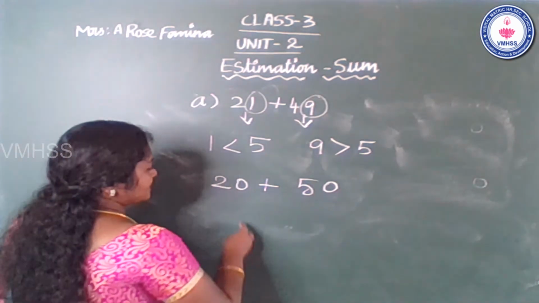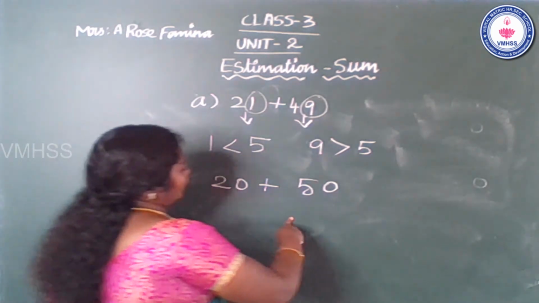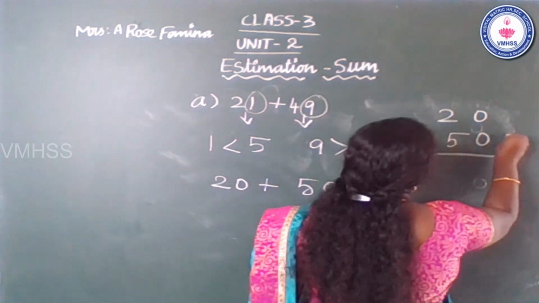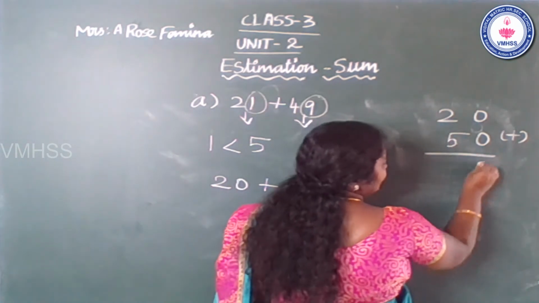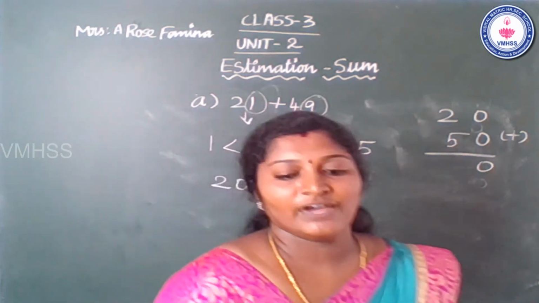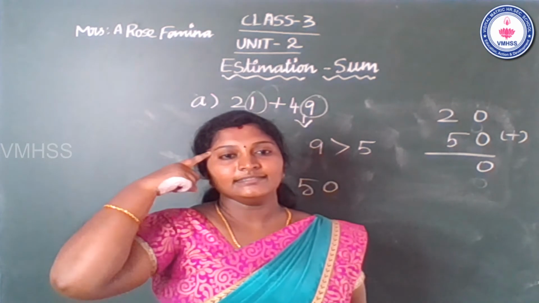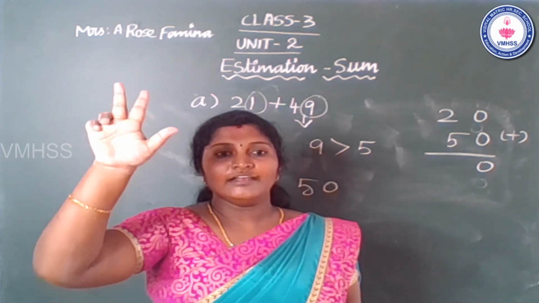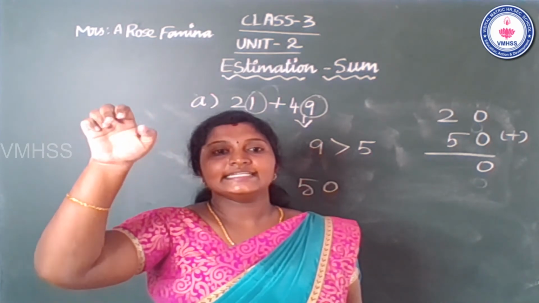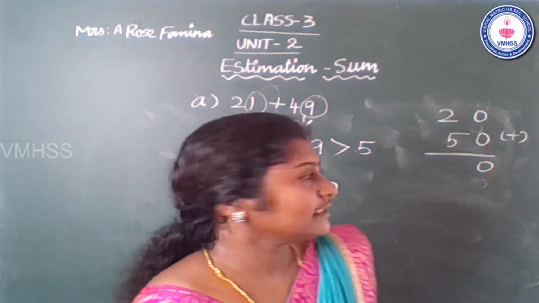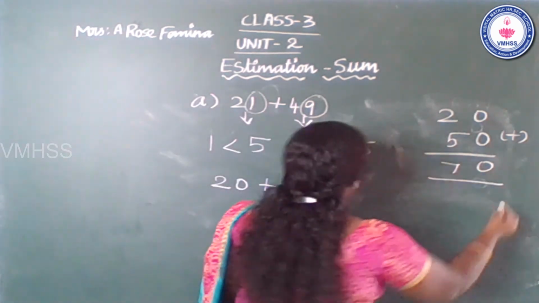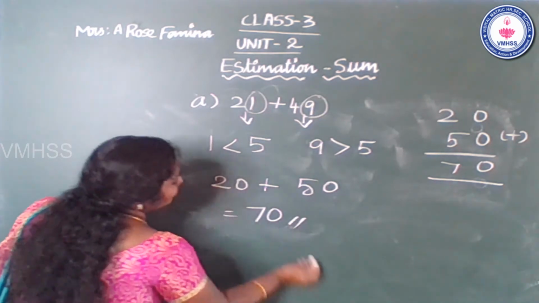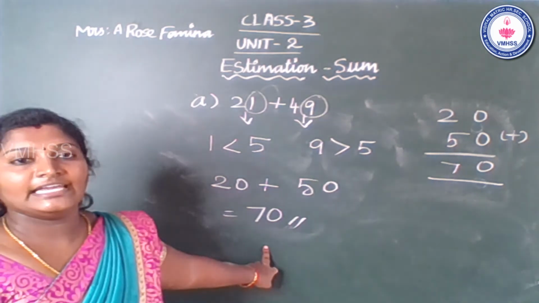Okay. So next step, now we go to add. 20 plus 50. So 0 plus 0 is 0. 2 plus 5: keep 2 in the mind, take 5 fingers. After 2: 3, 4, 5, 6, 7. Now we get the answer 7, and 20 plus 50 is 70. So the rounded value is 70.